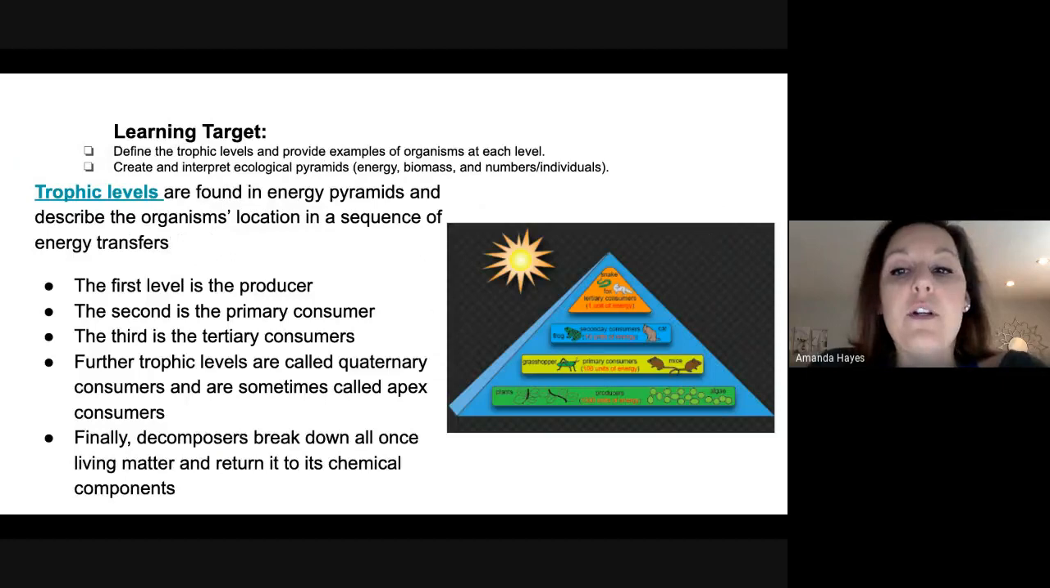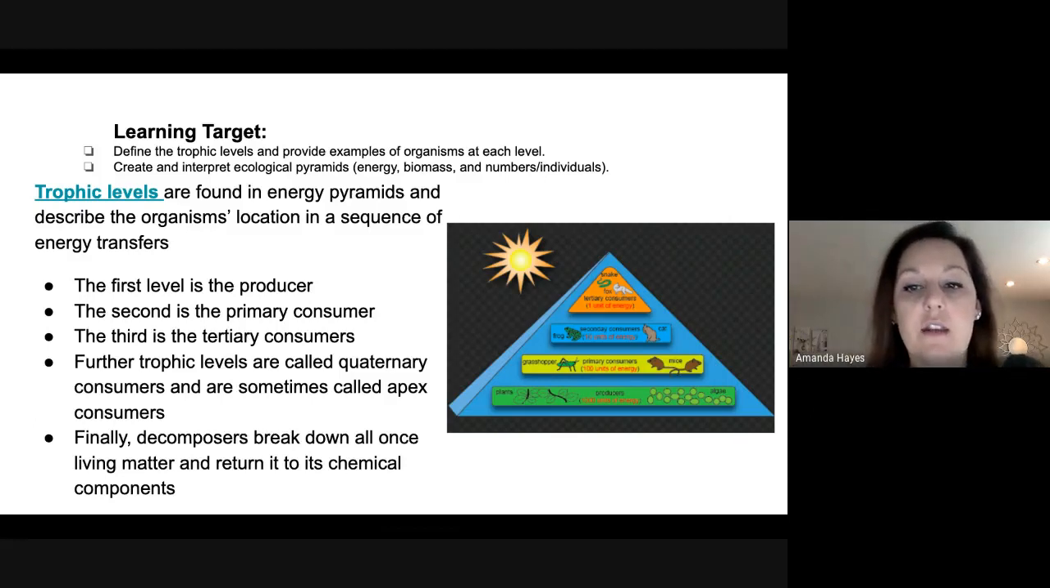Now, if we were to take a look at trophic levels, this just separates the different organisms based on what they consume. The first level in a trophic pyramid like this is going to be your producers. These are plants, algae, things like that. The second is the primary consumer. These only consume the producers. They don't consume any other primary consumers or anything like that.